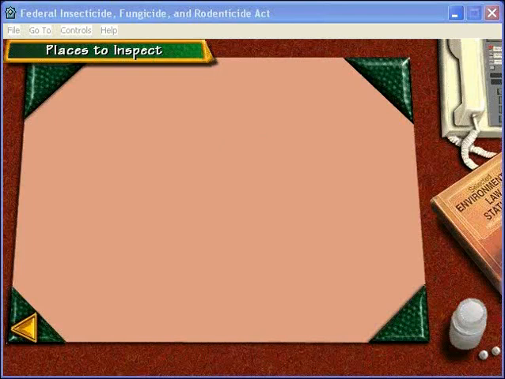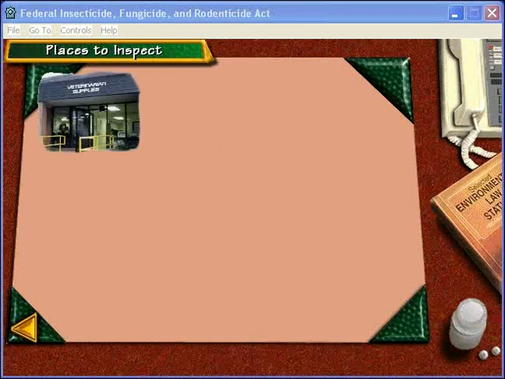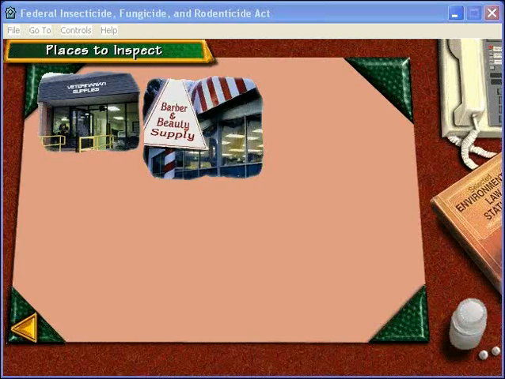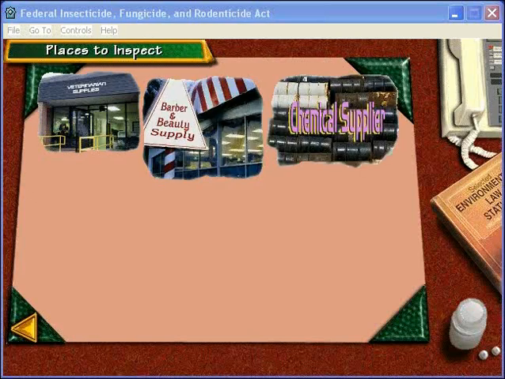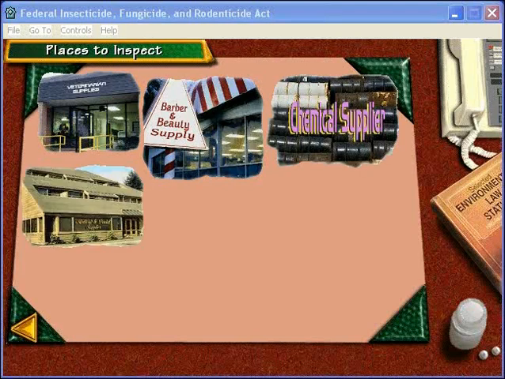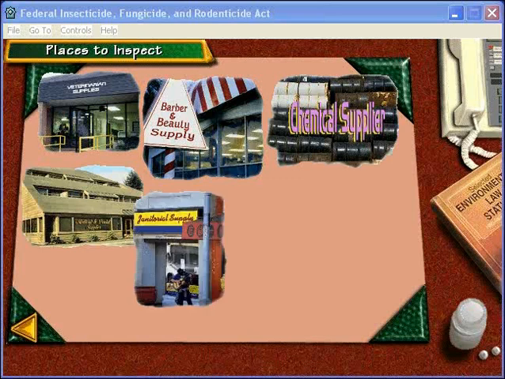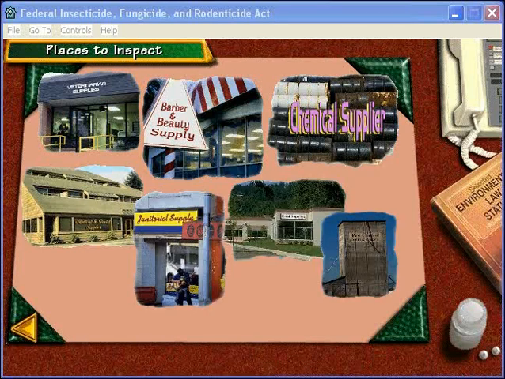Places to inspect for non-registered and improperly labeled pesticides include animal health and veterinarian suppliers, barber and beauty supply dealers, chemical suppliers, medical and dental suppliers, janitorial supply dealers, and paint dealers.